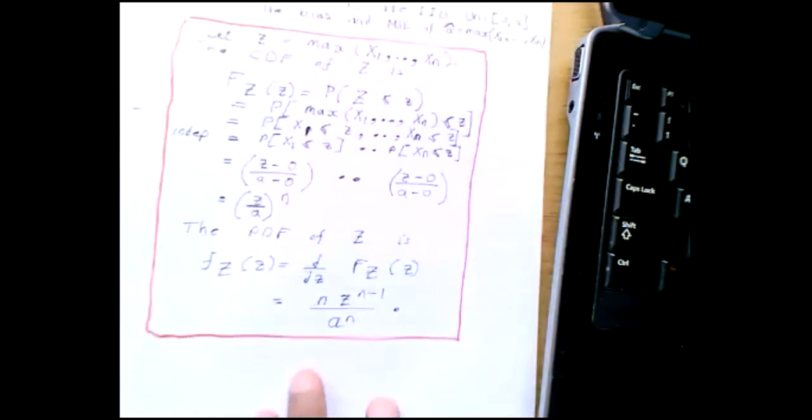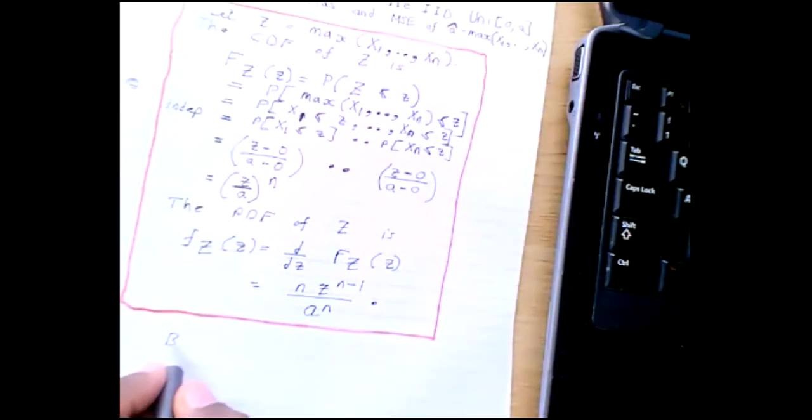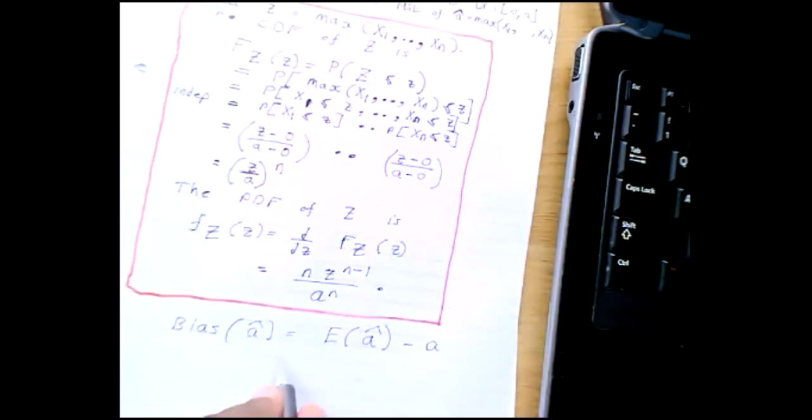The question was to find the bias and the MSE of this estimator. Let's start with the bias first. Bias of A hat is the expectation of A hat minus A, and this is the expectation of Z minus A.